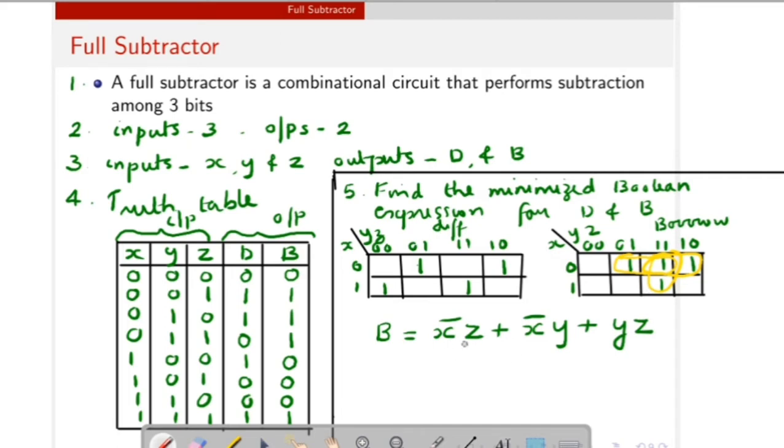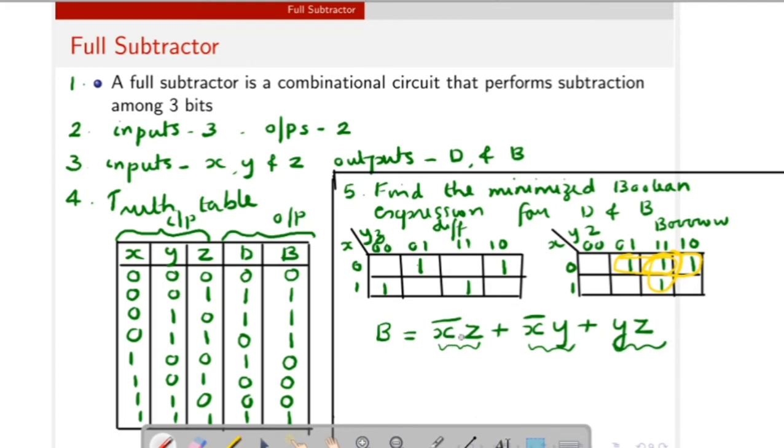But when you implement this expression, you should have a NOT gate, AND gate and OR gate. First you should complement x to get x bar, then one AND gate for this term, one for this term and one for this term, then OR the terms. So these are additional gates required for the implementation of this borrow. So to avoid that problem, we have to find the borrow expression in terms of an XOR gate.